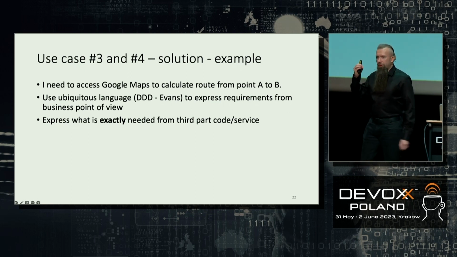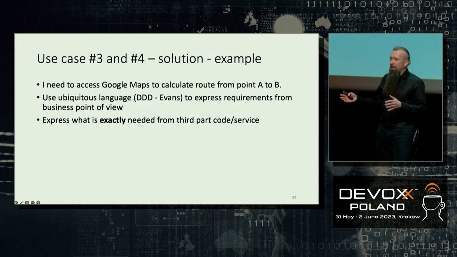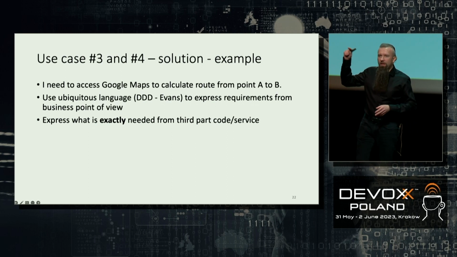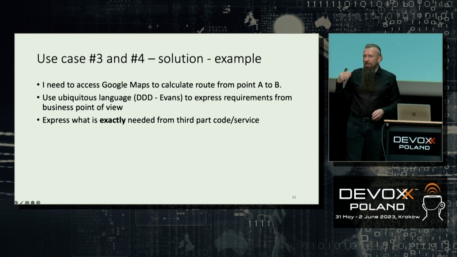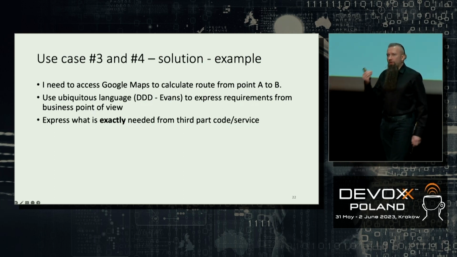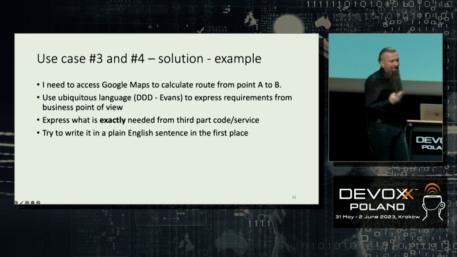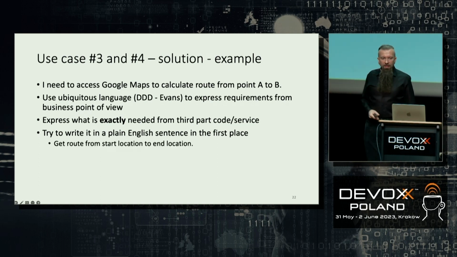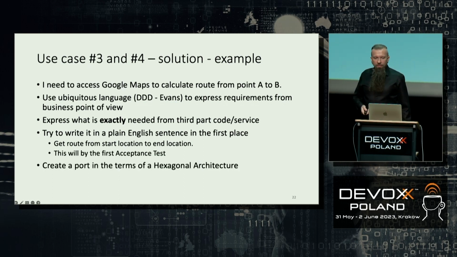I've noticed this multiple times when people approach me and they say, okay, how do I have to implement this, and this is the API, and they already jumped into the implementation details, what calls to the REST API they have to do, and so on. No, the first question from my side to them was, okay, but what from the business perspective are you going to do? So try to write it in a plain English sentence in the first place. Get route from start location to end location, and this will become your first acceptance test.